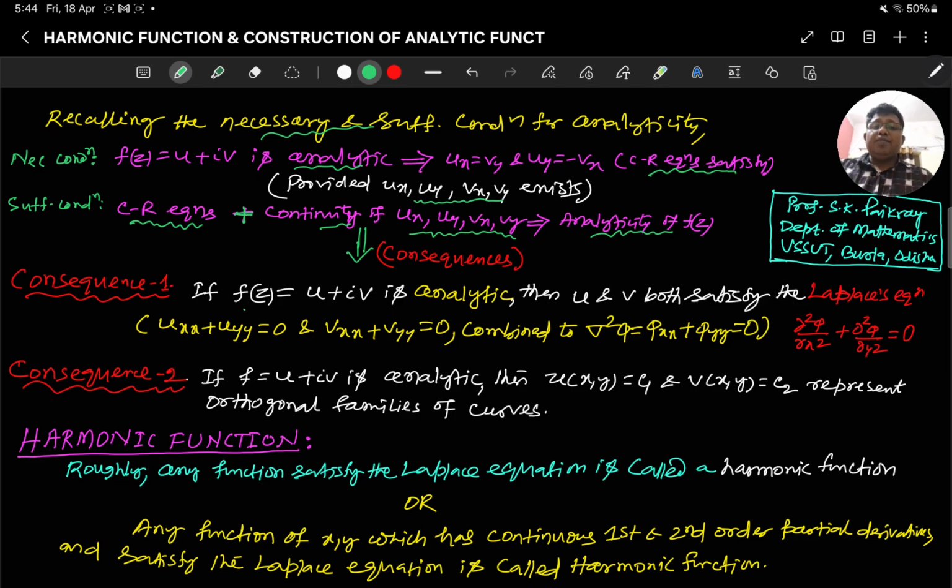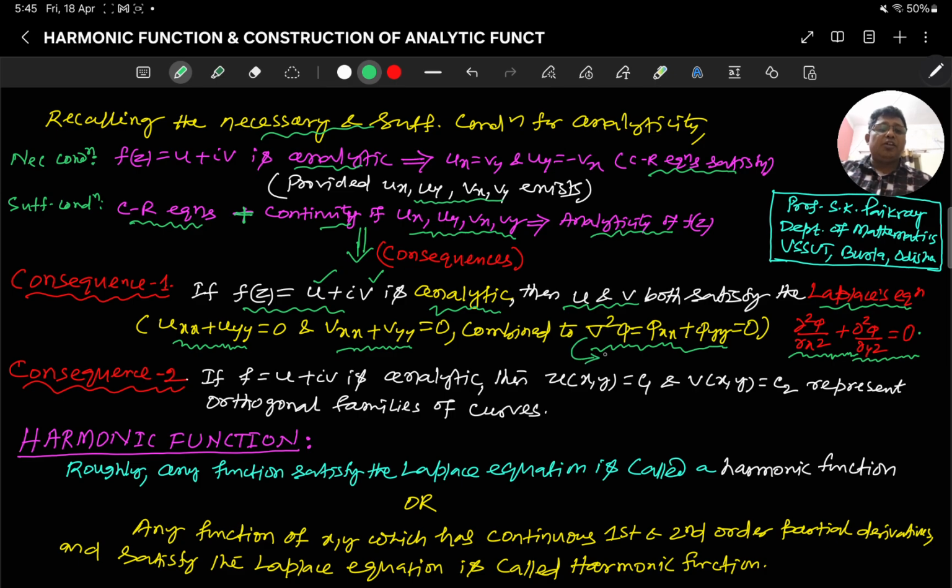Consequence 1: if f(z) is analytic, then both u and v, the real part and the imaginary part, satisfy the Laplace equation. The Laplace equation is del squared phi by del x squared plus del squared phi by del y squared equals 0. Here u satisfies the Laplace equation, u_xx plus u_yy equals 0, and v also satisfies it, v_xx plus v_yy equals 0. Now these two are combined to give del squared phi, where del squared is the Laplace operator.